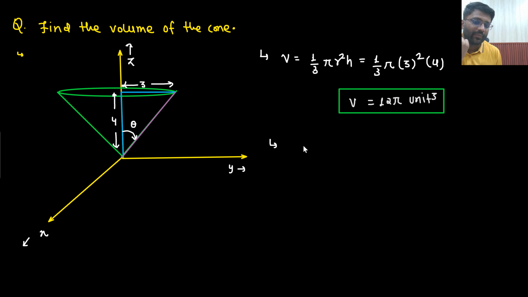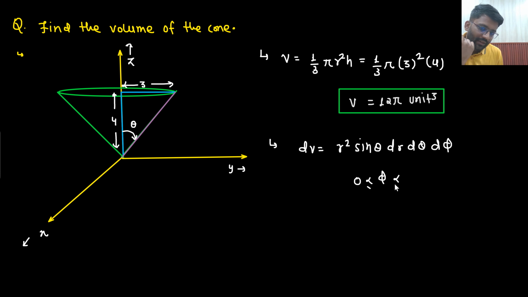So can you write down the volume? Yes sir, the volume is written as r square. In the spherical coordinate system, it is written as r square sin theta dr d theta d phi. With the volume, what will be the value of phi? Sir, phi will be a complete circular path going from 0 to 2 pi.